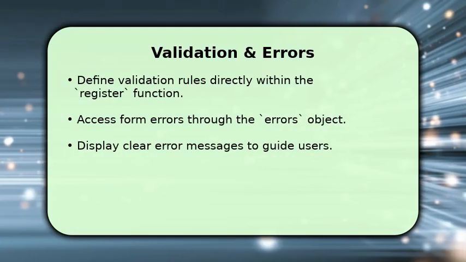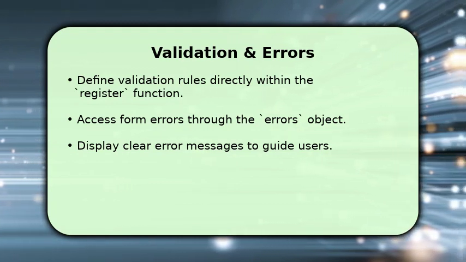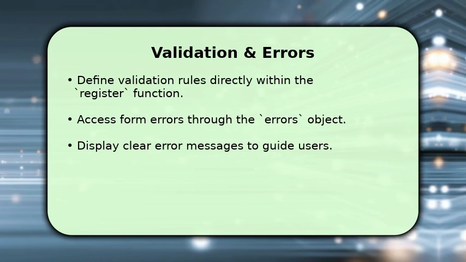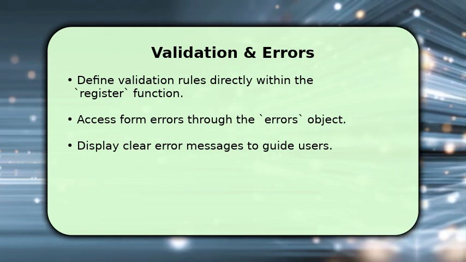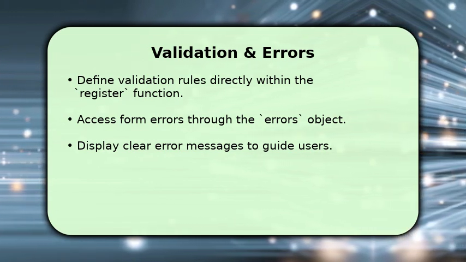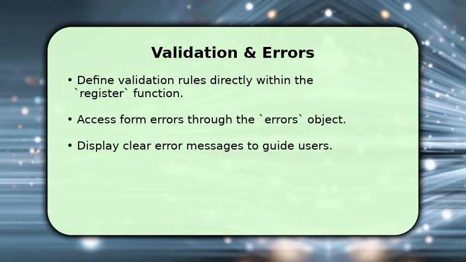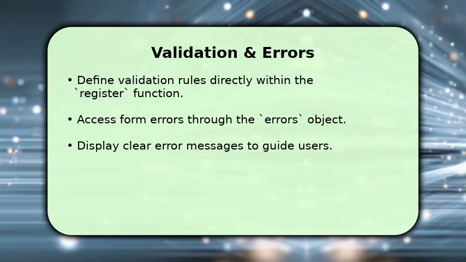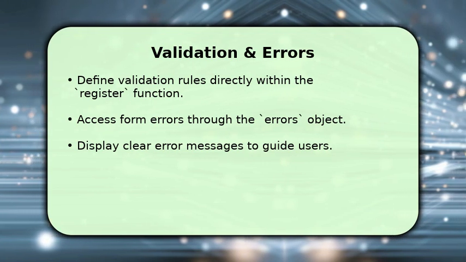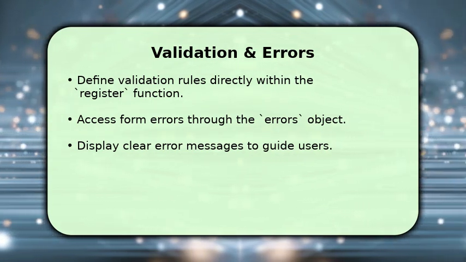Validation is straightforward with React Hook Form. You can define various validation rules, like required or minLength of 8 characters, directly within the register function for each input. If a field fails validation, the errors object, provided by useForm, will contain detailed information. You can then easily display these error messages next to the corresponding input fields, offering immediate feedback to your users.